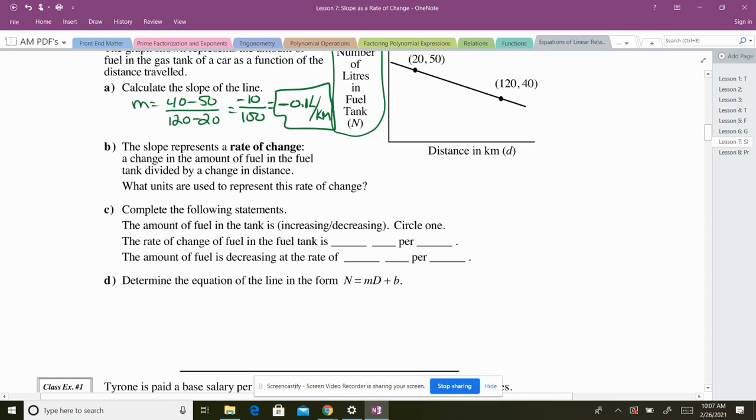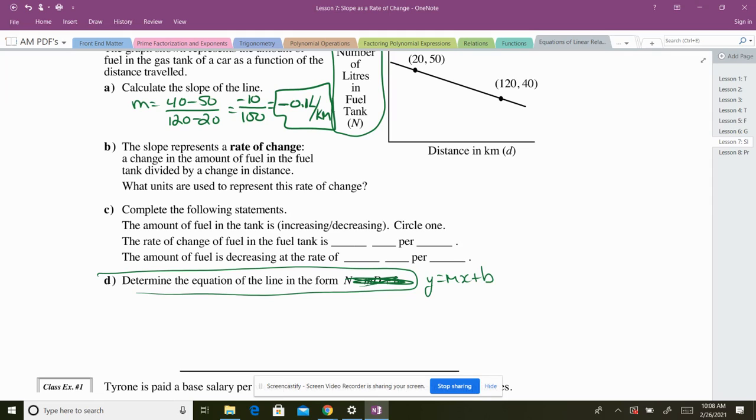So this is just like the stuff we just did. It's saying find the equation n is equal to md. All it's saying is find it in that form. They are using n and d because d represents distance, etc. N represents the number of liters. Really, they're saying find y is equal to mx plus b. Find the equation of that line. We just did this stuff.